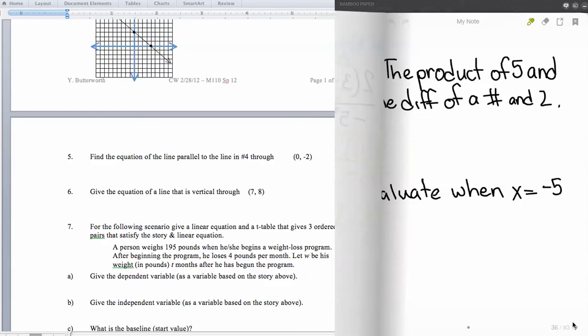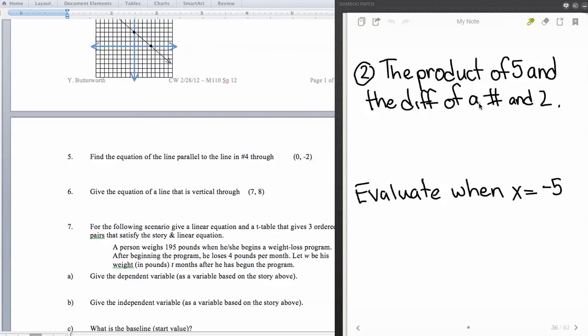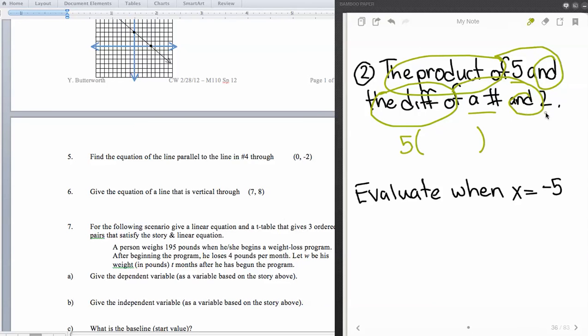All right, moving on to problem number 2. The problem says the product of 5 and the difference of a number and 2. And we want to translate this. So the product of something and something. So 5 and then it says the difference of. So here's a circle and here's a circle. That means parentheses. So product means multiply, so 5 and then parentheses, and we're taking the difference of those two numbers right there.